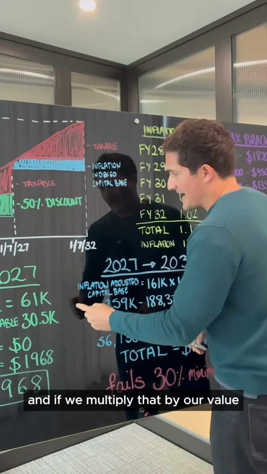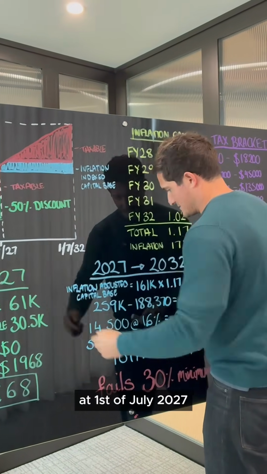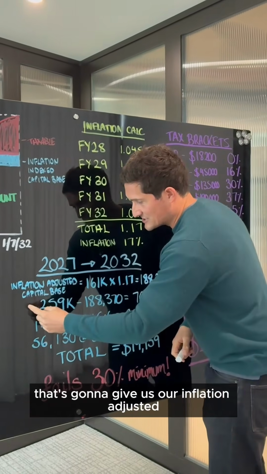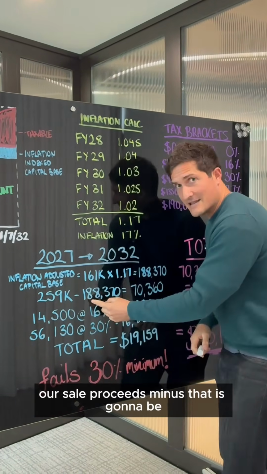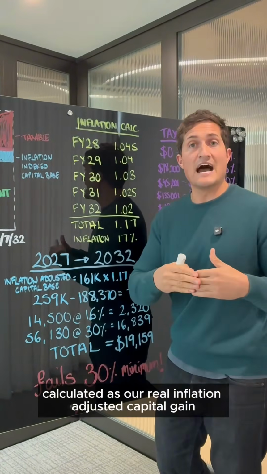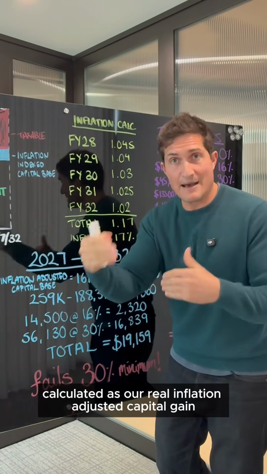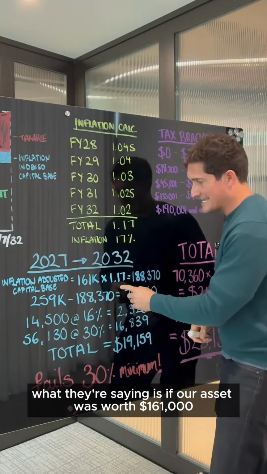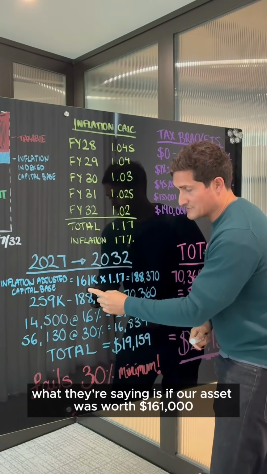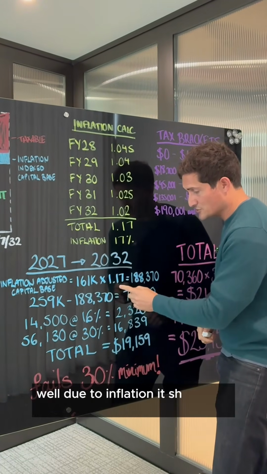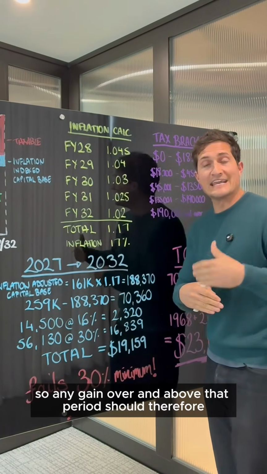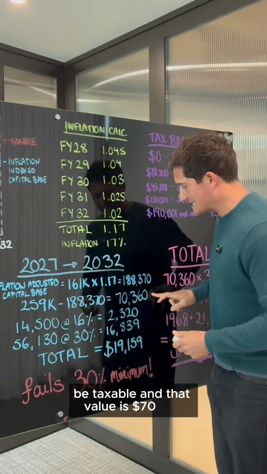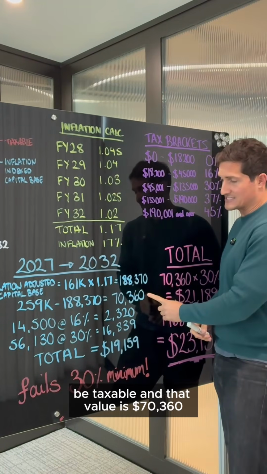And if we multiply that by our value at 1st of July 2027, that's going to give us our inflation adjusted capital base. Now, our sale proceeds minus that is going to be calculated as our real inflation adjusted capital gain. Okay, now basically what they're saying is if our asset was worth $161,000 on 1st of July 27, well, due to inflation, it should be worth $188,000. So any gain over and above that period should therefore be taxable. And that value is $70,360.